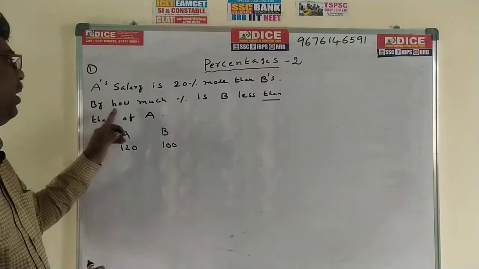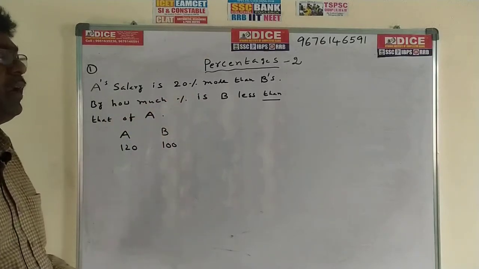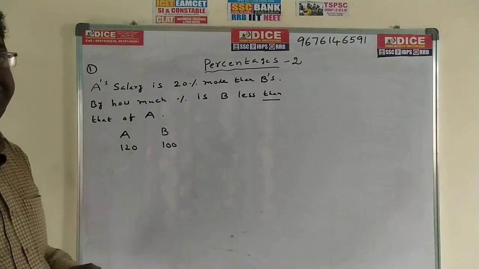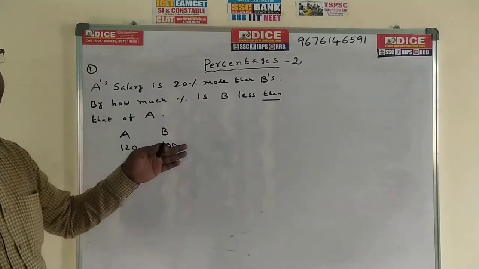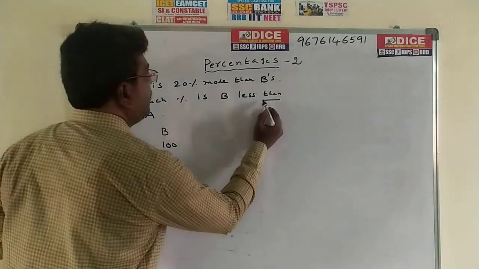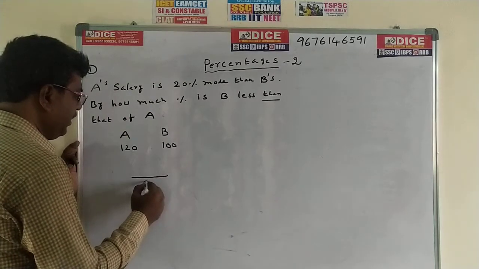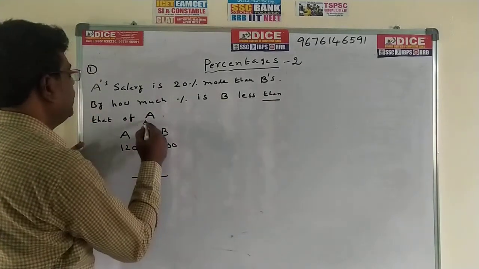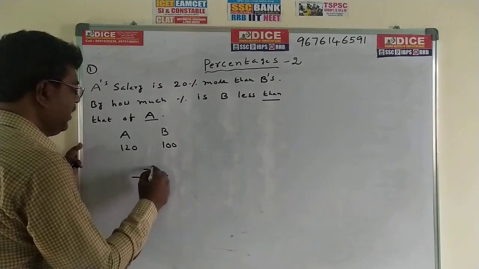Then come to the problem. By how much percent is B less than that of A? Already I told you the formula before, this is nothing but the third formula, the more or less than problem. Here "less than" is very important. Less than that of A, so the denominator is A. Here B minus A.